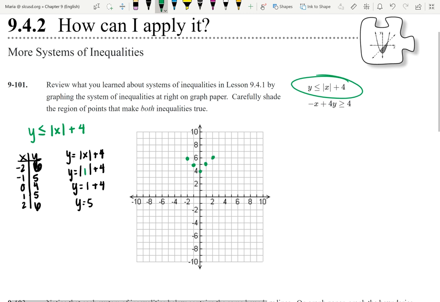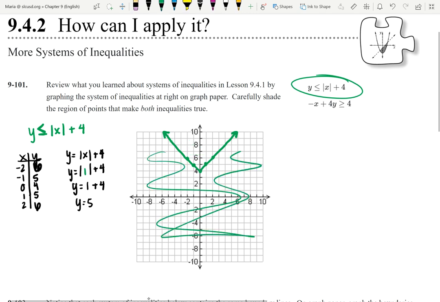And because we have less than or equal to, when I connect these points, I'm going to draw it with a solid line. So solid line this way, solid line that way. And now we've got to figure out where we're going to shade. Are we going to shade on the inside of the V shape or on the outside? So let's pick a point and test it. Let's pick 0, 0.